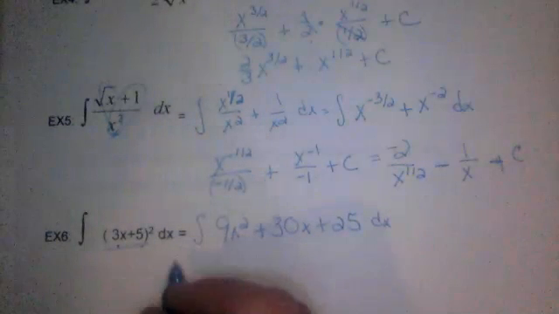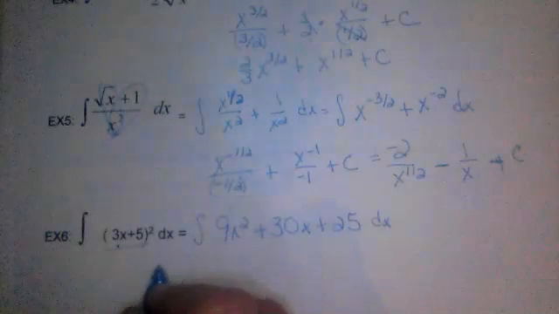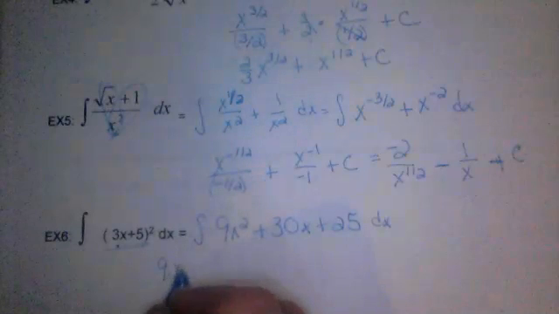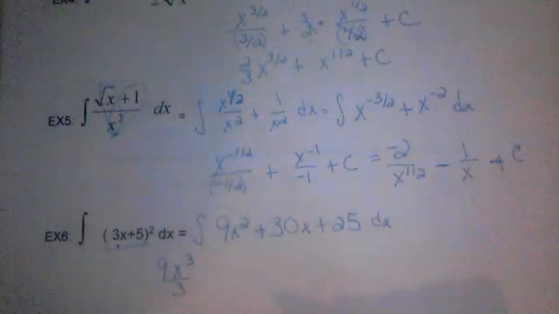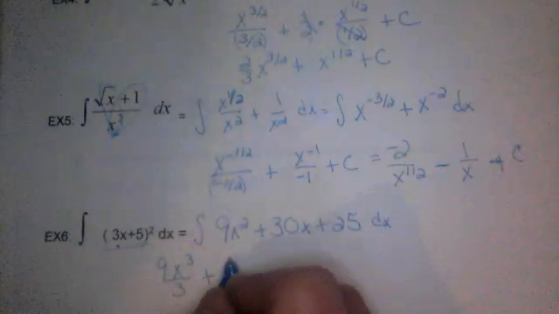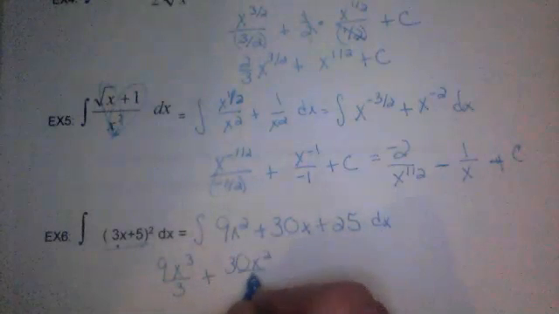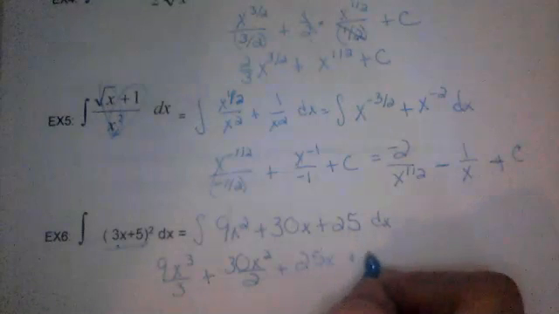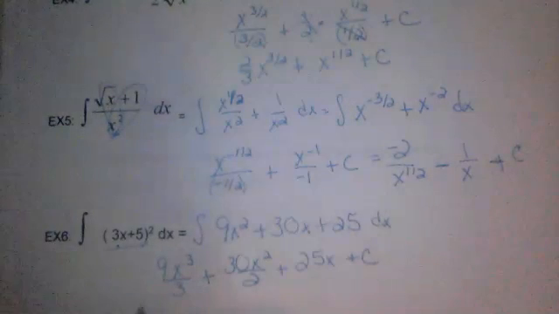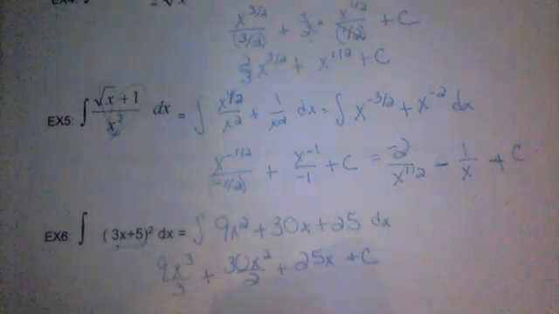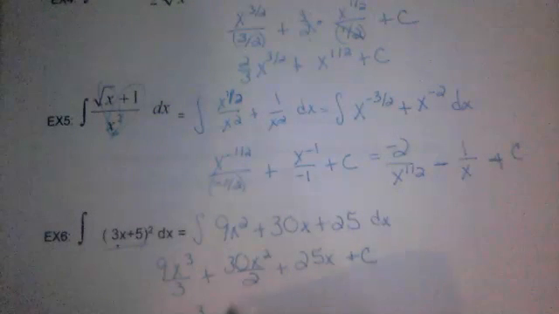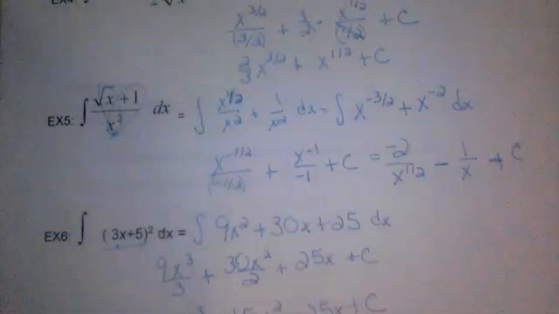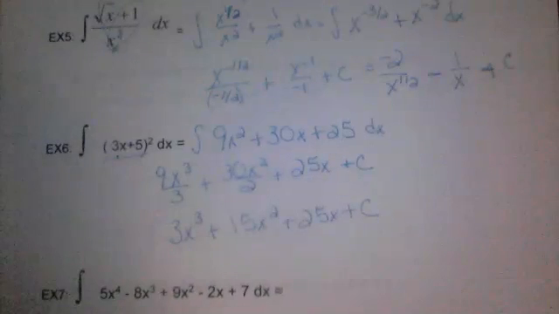So the integral of 9x squared, constant just tags along. I'm going to get 9x to the 3rd over 3 plus 30x to the 2nd over 2 plus 25x plus c. Well, this will reduce, 9 over 3, so we get 3x to the 3rd plus 30 over 2 is 15x squared plus 25x plus c. There we go, sorry.